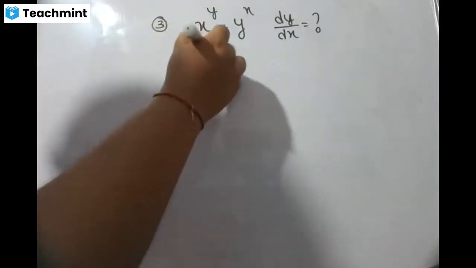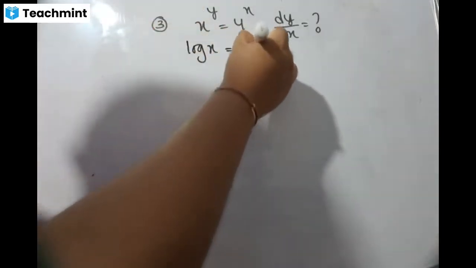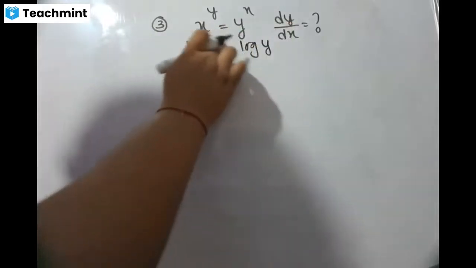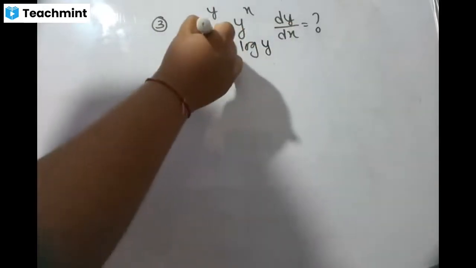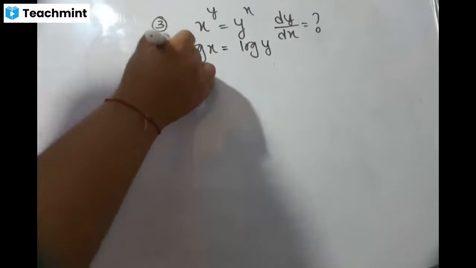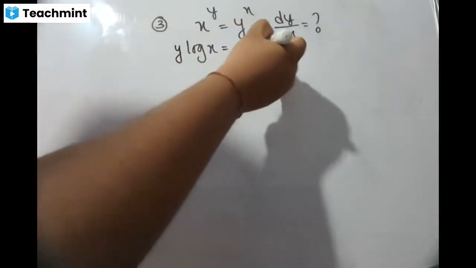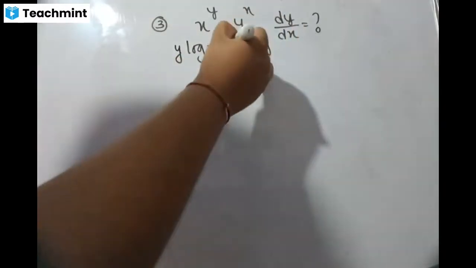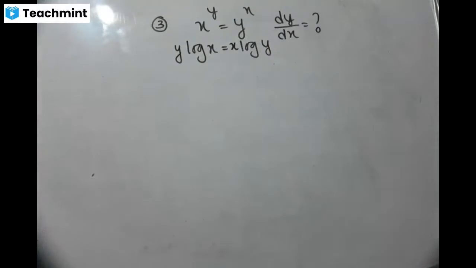So what do you get? Log x to the power y, and log y to the power x. I'll skip one step. So this becomes what? x to the power y, so y comes in front. So you get y into log x. Similarly, log y to the power x, so x comes in front. So x log y. Is that clear?